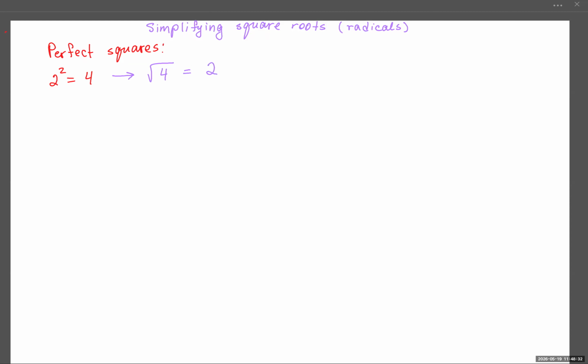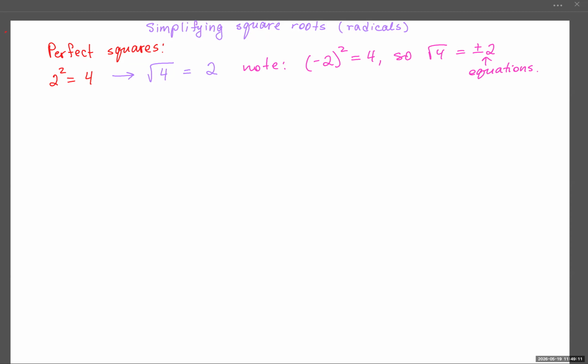Now, I do want to note something. Technically, -2 squared is also 4. So the square root of 4 should be plus or minus 2. However, for this topic, we will focus just on the positive root. The plus or minus is used in equation solving. But for simplifying square roots, we are just taking the positive value of the radical.